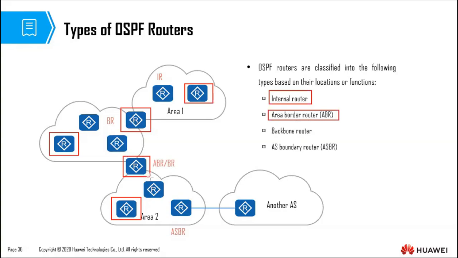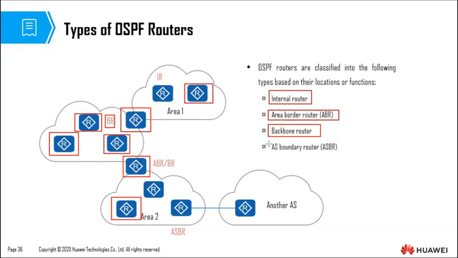Then routers in the backbone area are normally called the BR, backbone router. So all these routers in the backbone area, in area 0, they are called BR, backbone router, because they are in area 0. So a backbone router has one of its interfaces in the backbone area.